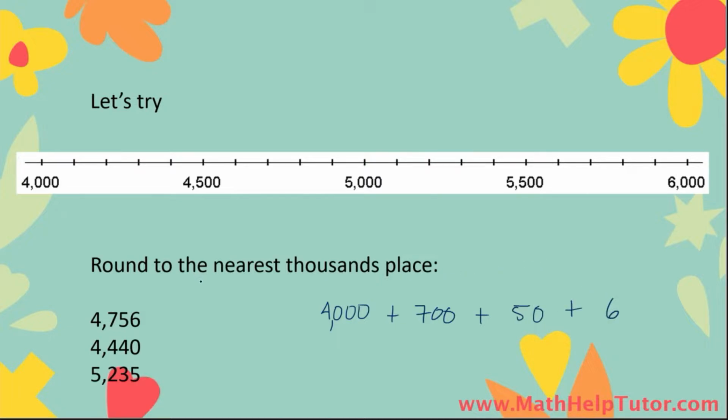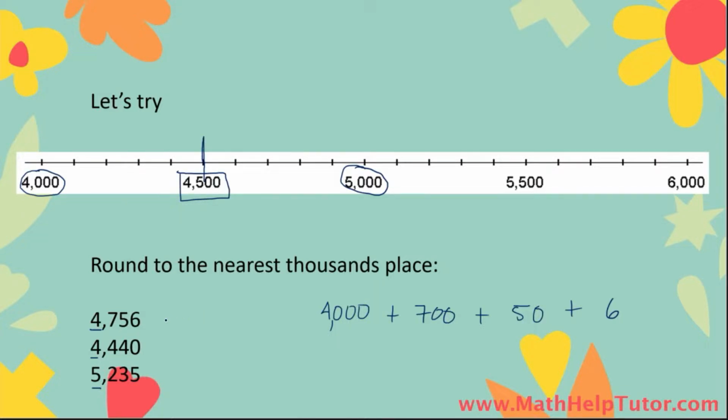So since we're rounding to the nearest thousands place, we are concerned about the thousands place, these digits. So for our first number, you can see that our current thousands place is 4,000, which is over here. And what comes after 4,000? So the next thousands place of our number is 5,000. And what is between 4,000 and 5,000? That is 4,500. This one.